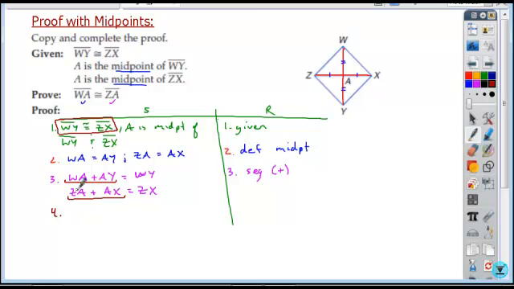So if we were to substitute that in, WA plus AY, okay, we know that we can substitute this sum of terms in for WY, and at the same time we can substitute ZA plus AX in for ZX up here. So really we're taking this statement right here, converting it to the equality form, and substituting in equivalent values. So what would justify this statement? Anytime you replace something, we call that the substitution property.